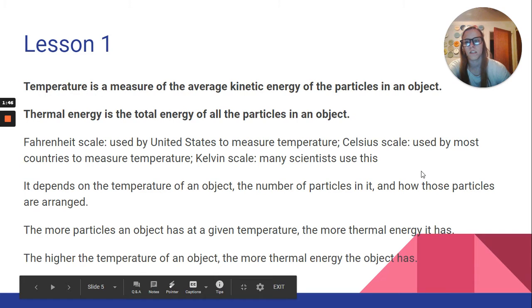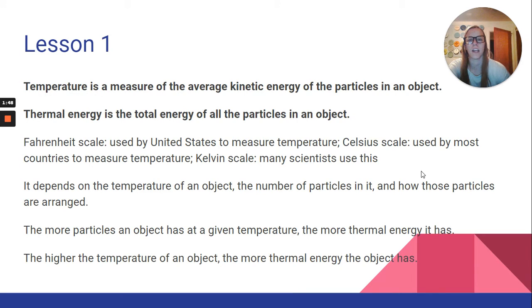From lesson 1, temperature is a measure of the average kinetic energy of the particles in an object. Thermal energy is the total energy of all the particles in an object. The Fahrenheit scale is used by the United States to measure temperature. The Celsius scale is used by most countries to measure temperature. And the Kelvin scale is used by many scientists.